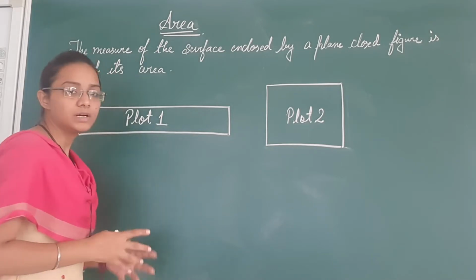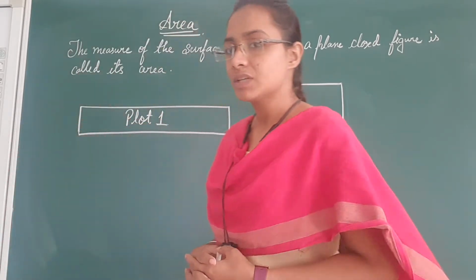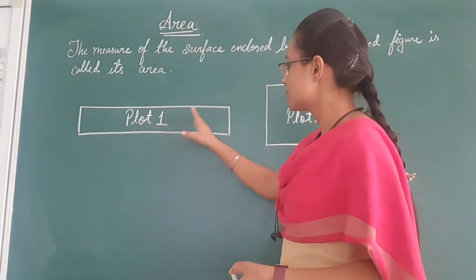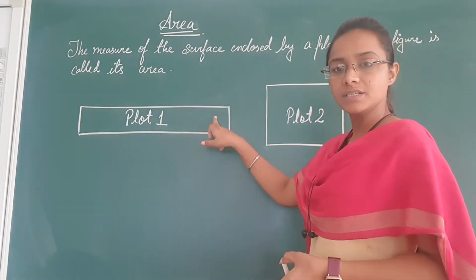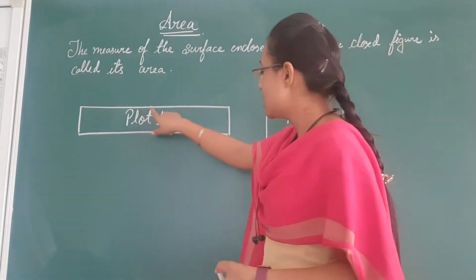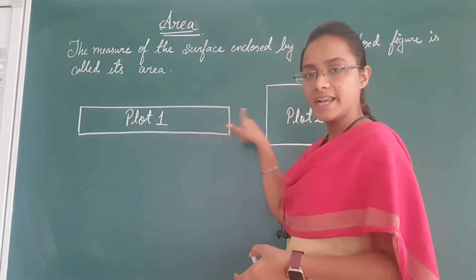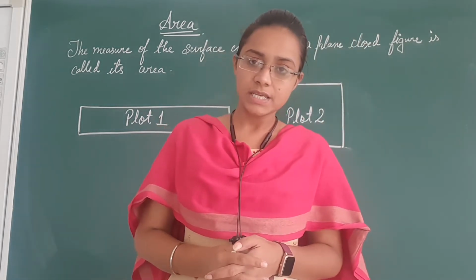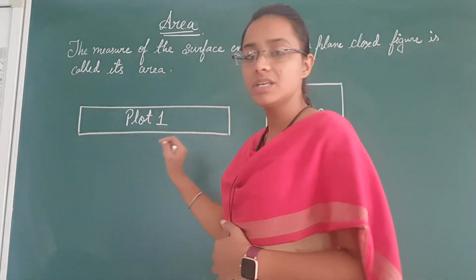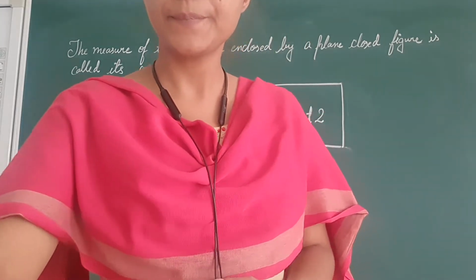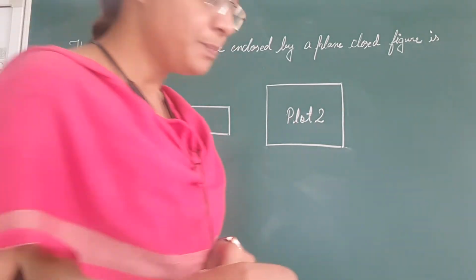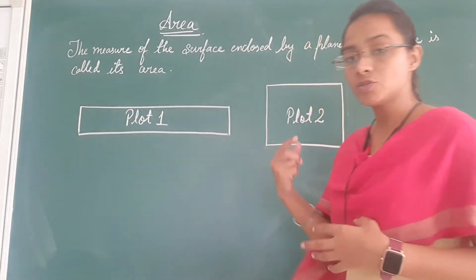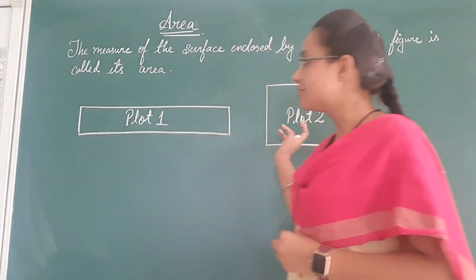For this he must know how much surface is there inside that. So he used square tiles. He put the square tiles on these plots. So here, first of all, we must know which plot has more surface covered.